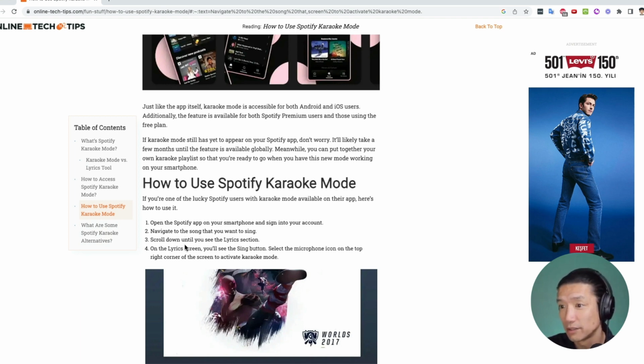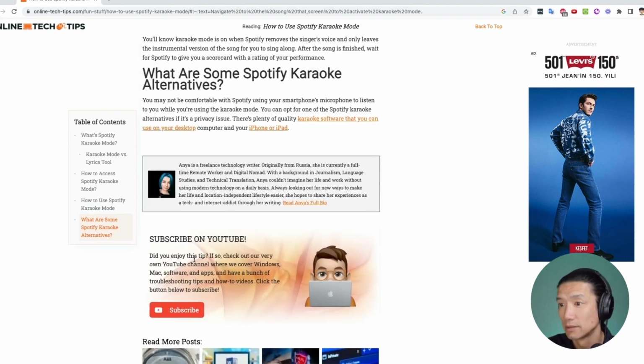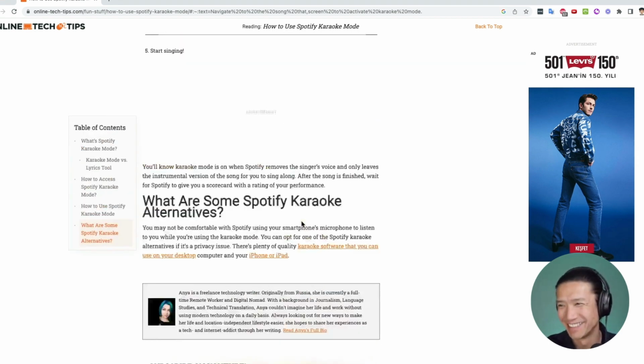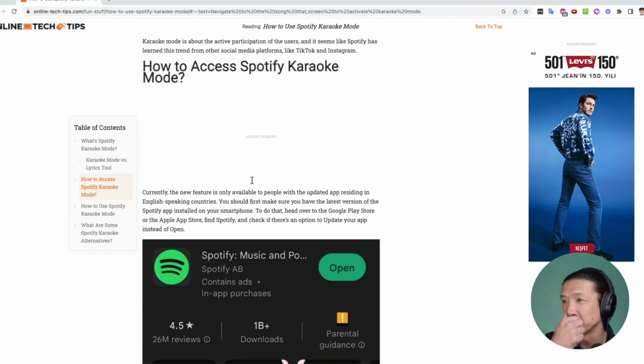Navigate the song you want to scroll down on the lyrics. You'll see... I don't see it. Do you guys see it? Legends Never Die. It's from League of Legends. I don't have a karaoke mode, but maybe you do. I don't see anything either.